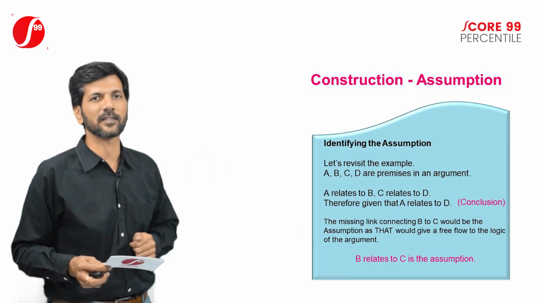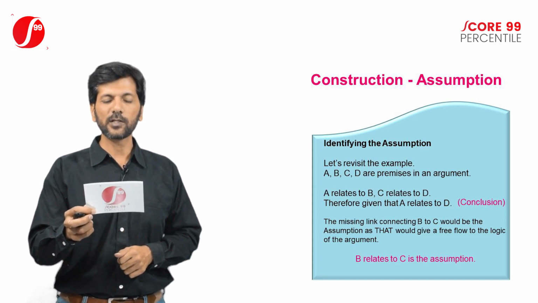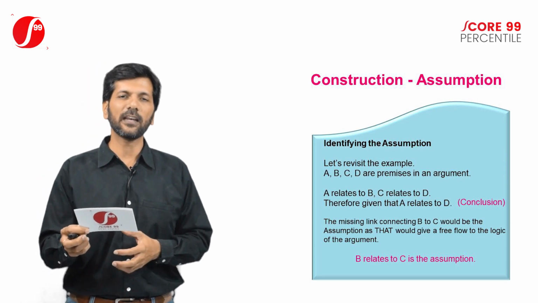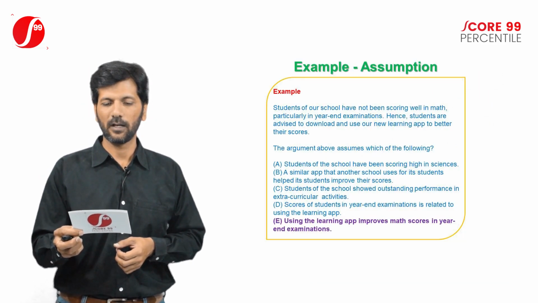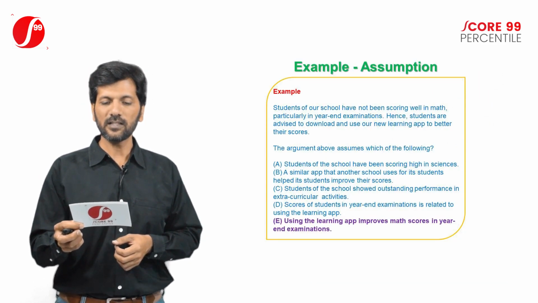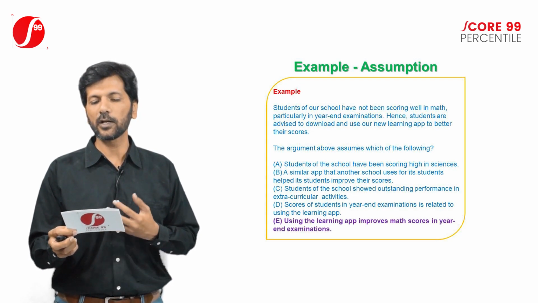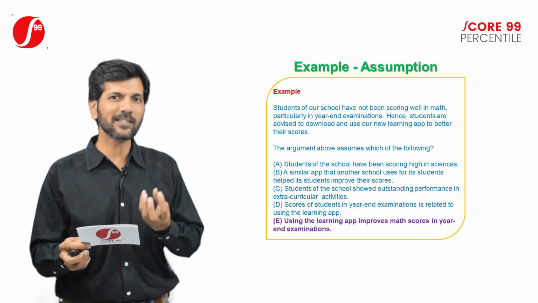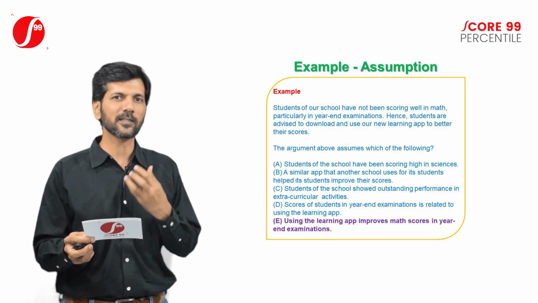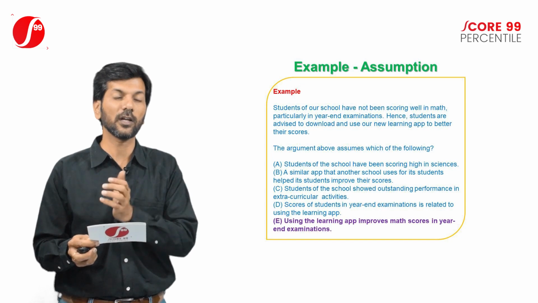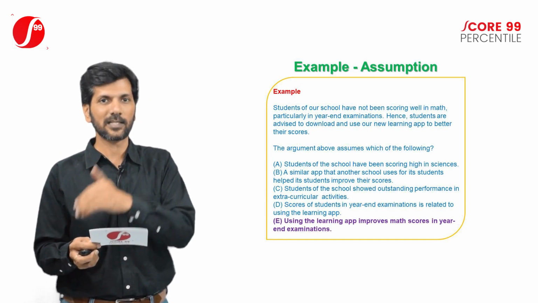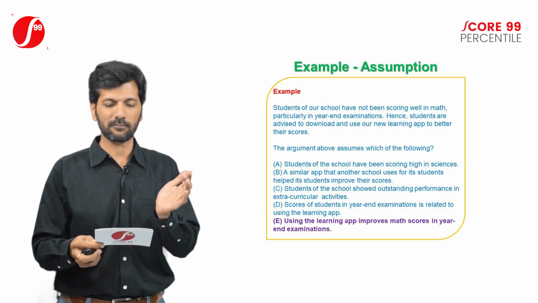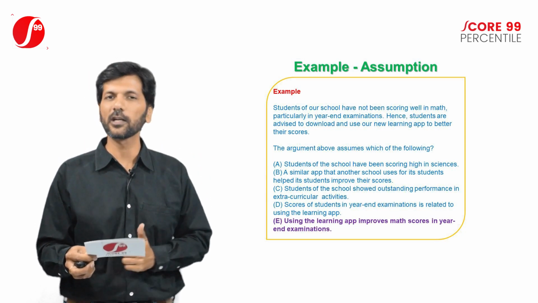What you see on your screen is this. It says that students of a school have not been scoring well in math, particularly in year-end examinations. Hence, students are advised to download and use our new learning app to better their scores. So, the hence is your conclusion identified. This tells you that this part of your argument is your conclusion. It's an argument because it has a conclusion. And the first part automatically becomes your premise that tends to support your conclusion.